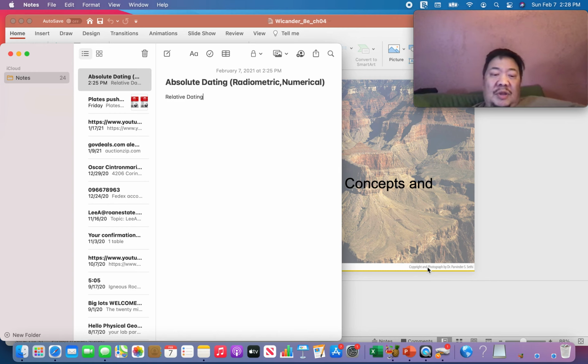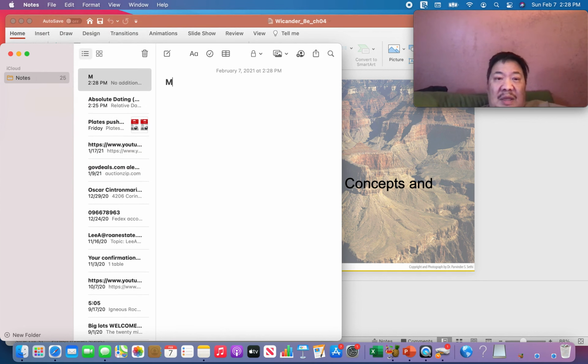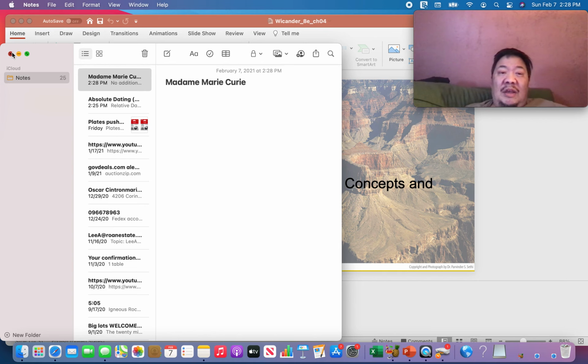In 1900, a great scientist, we'll talk about this person. She's a real inspiring person, Madame Marie Curie. And she discovered radioactivity, which would lead for us eventually, by 1907, through another person by the name of Ernest Rutherford, we learned how to date rocks or figure out how old they are.